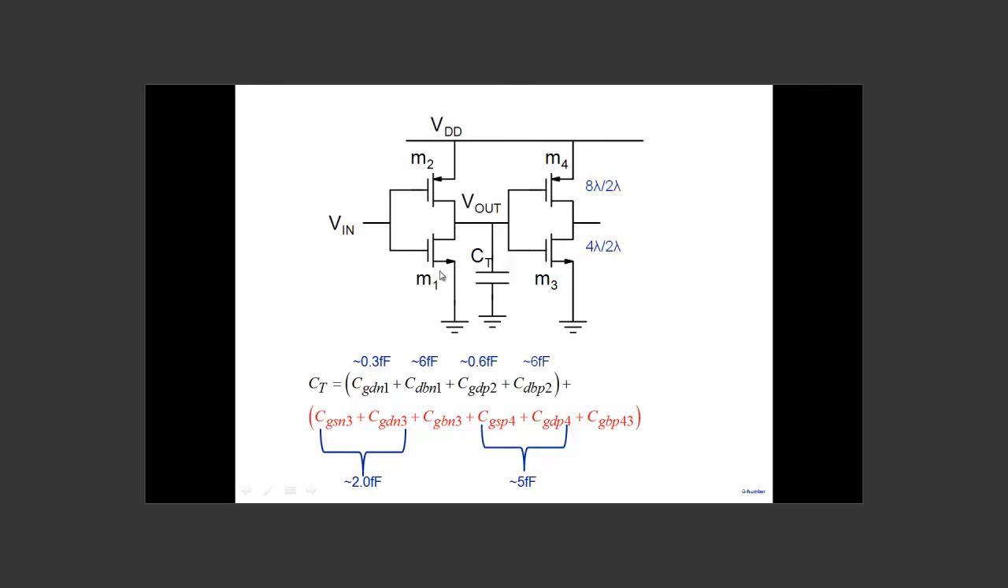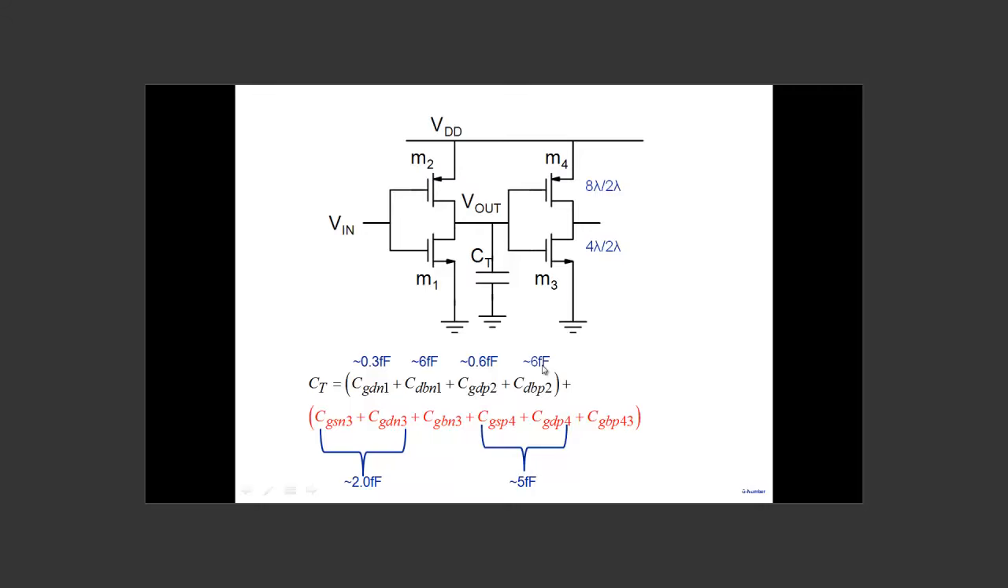Drain to body N1, we have area drain, perimeter drain, but it also depends on the bias, since it's a PN junction capacitance. So this is a zero bias capacitance, about 6 femtofarad. This is gate to drain of P. P is twice as large as N, the width is twice as large, so its capacitance contribution is 0.6 here. Drain to body of PMOS, we saw that the area here and the area here were almost the same, and the perimeters are also the same. So note that these are approximate values. These are 6 femtofarad here.